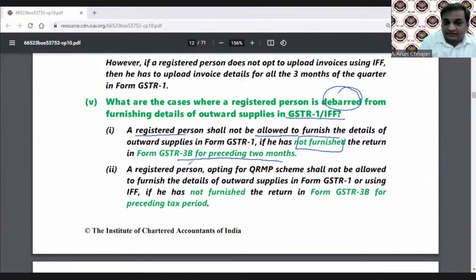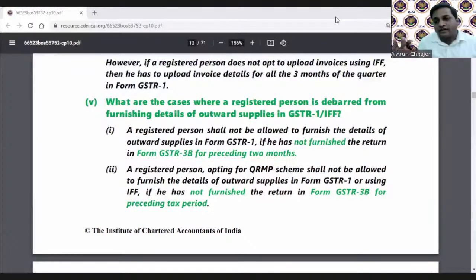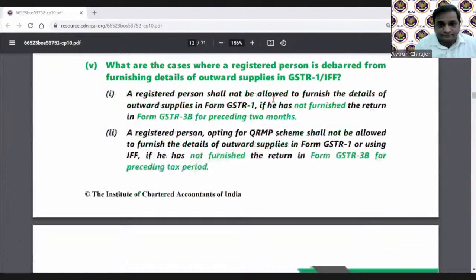In case of the monthly and in case of the QRMP, he has not furnished the GSTR 3B for the preceding tax period. So if I am monthly taxpayer, I have not furnished the GSTR 3B for the 2 preceding months, and in case if I am opting QRMP, for the preceding quarter I have not furnished the GSTR 3B. So if I have not furnished, I would be debarred from filing the GSTR 1 or IFF as the case may be.